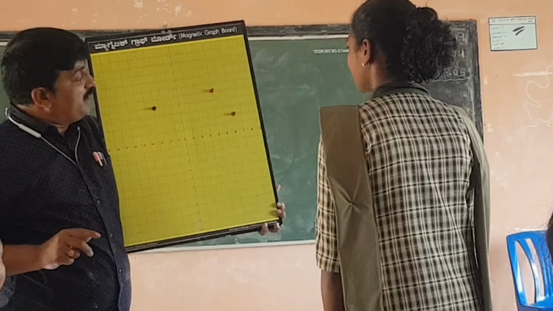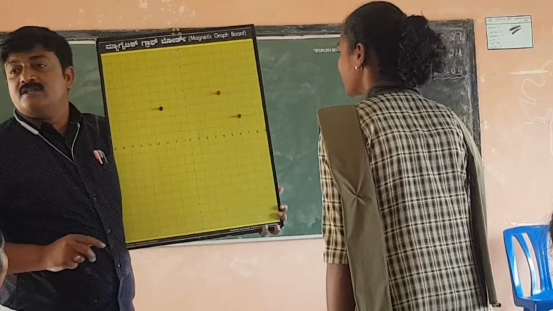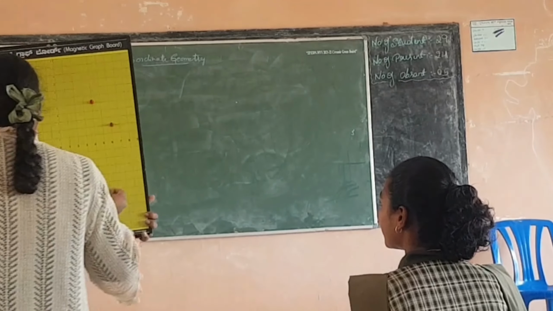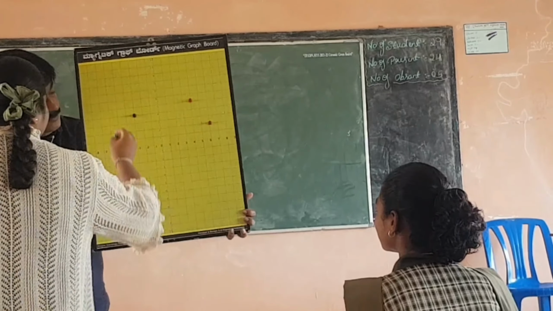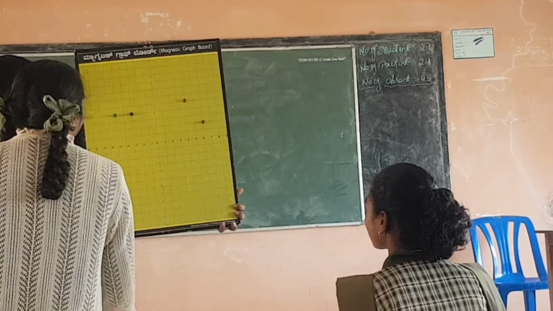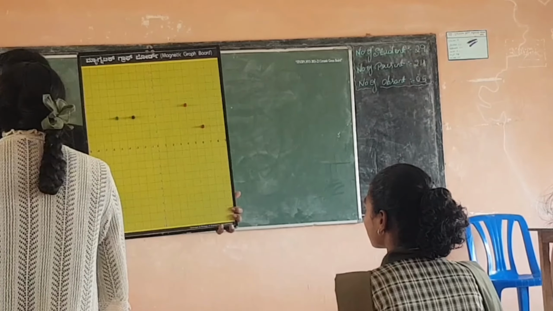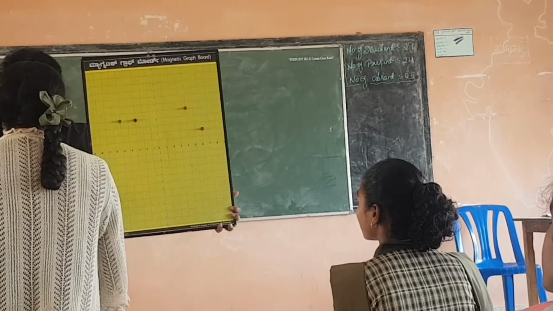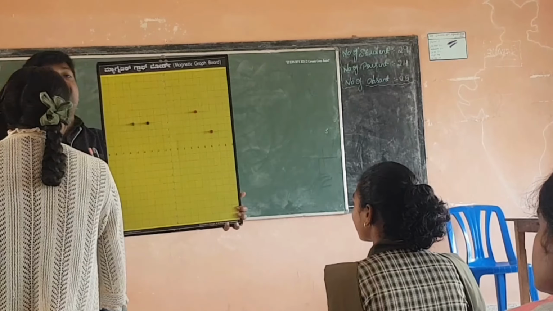The point is 6, 2. Very good. 6, 2. Again, I can get another one. Minus 5, comma 4.